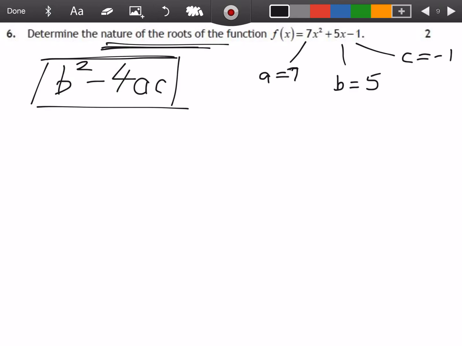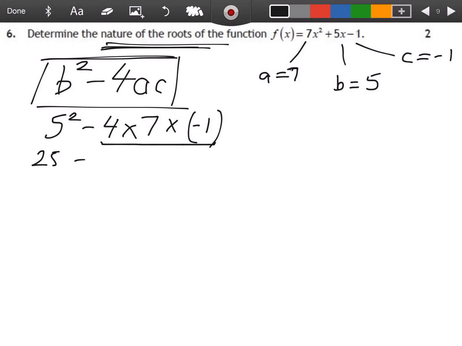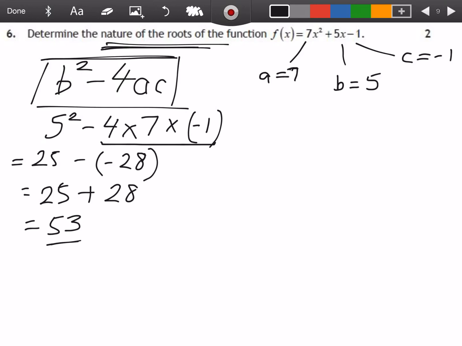We're now going to sub them into the formula. 5 squared, take away 4ac, which means 4 times A times C. 5 squared, 25. 4 times 7 times minus 1. 4 times 7 is 28 times negative 1. So it's negative 28, that part. What happens when you do 25 take away a negative 28? You actually do 25 plus 28. So it's 53.